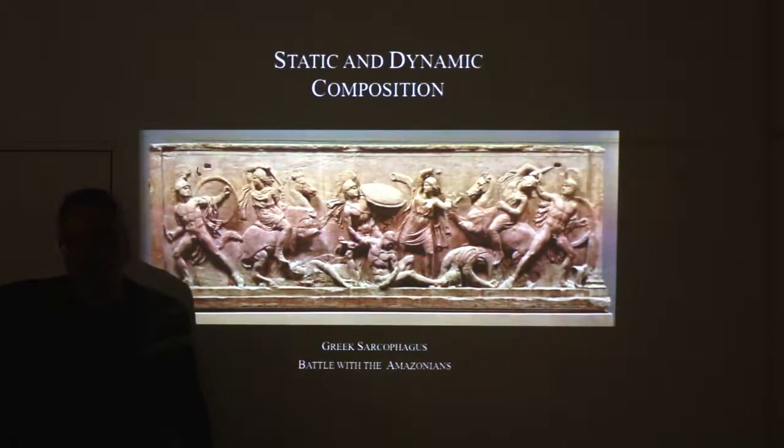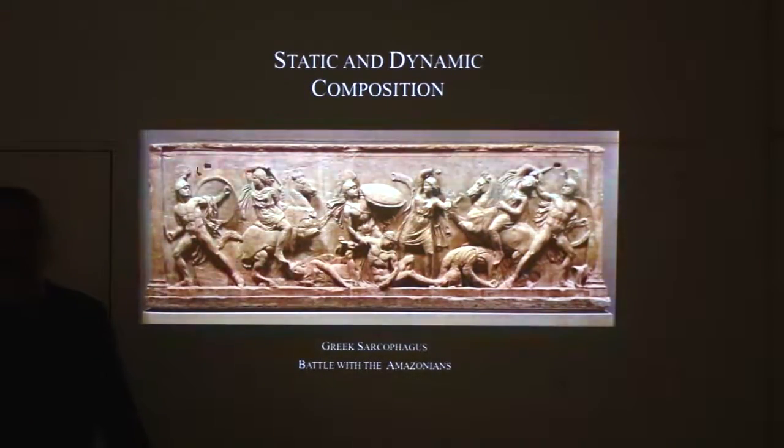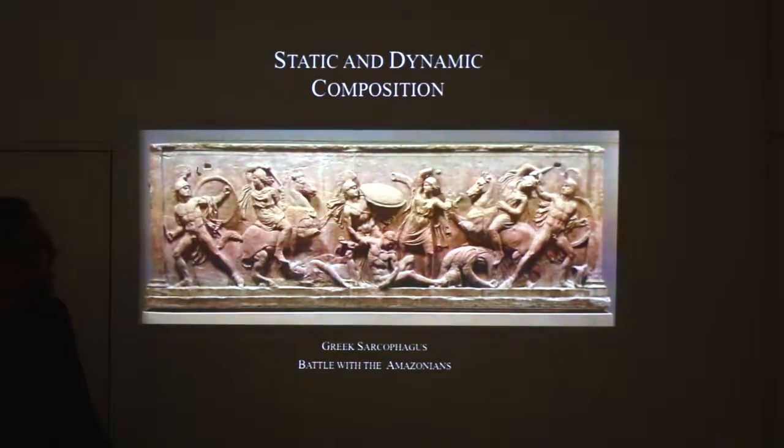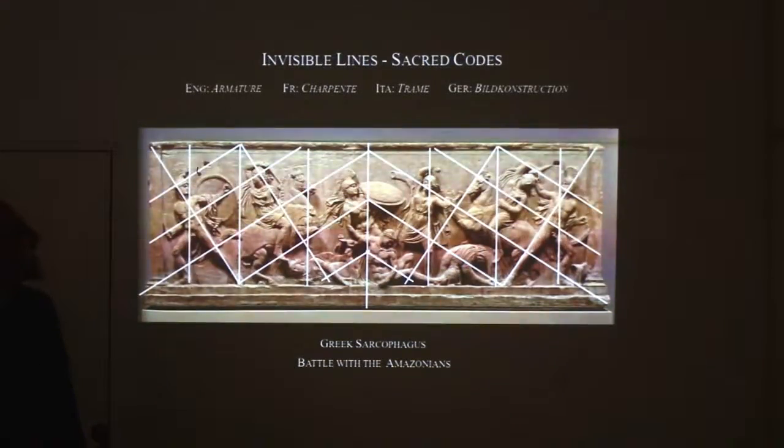And Sacred Codes is really about the invisible lines underlying a lot of the constructions in a work of art. And that can be the lines for proportion. It can be the lines that are more dynamic, showing us the energy of a figure in the pose. And it can be the armature for the composition. And that's what we're going to look at today.